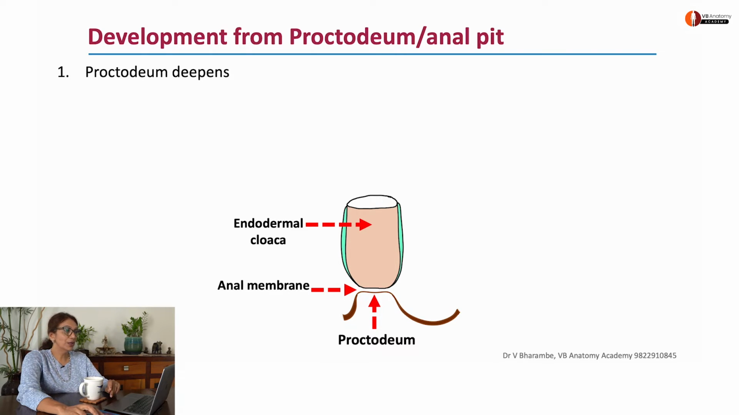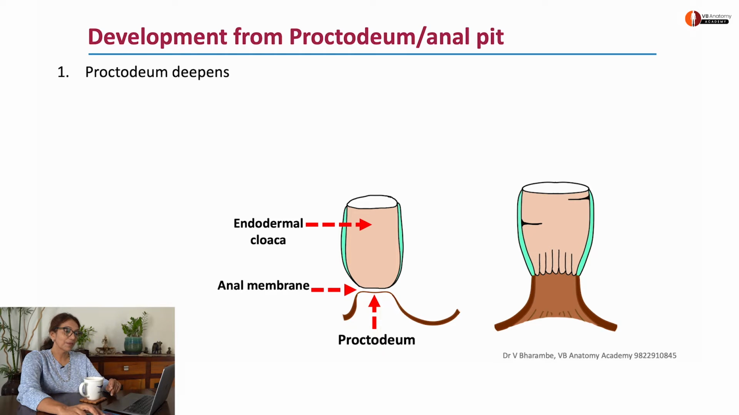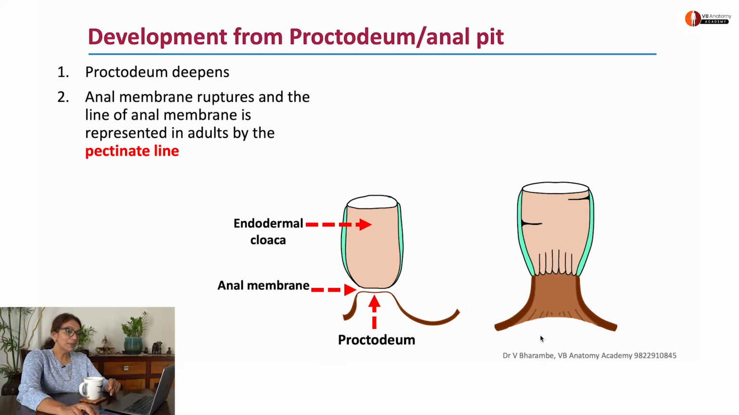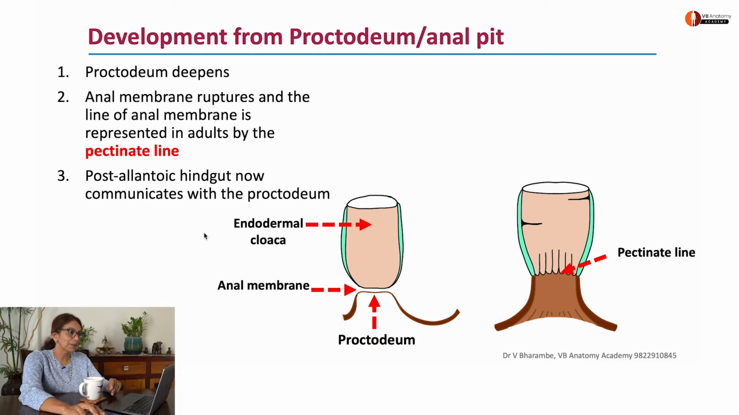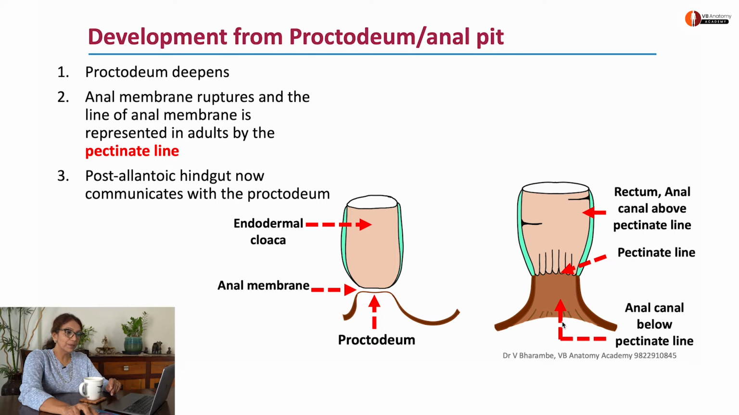What will happen now? The proctodeum deepens. The anal membrane ruptures, okay? And finally, the point where this anal membrane ruptures is represented by the crenated pectinate line. The post-allantoic hindgut now communicates with the proctodeum and a rectum and anal canal gets formed such that the endodermal cloaca formed the anal canal and rectum above the pectinate line. Proctodeum formed the anal canal below the pectinate line. Therefore, the part above is endodermal, the part below is ectodermal.